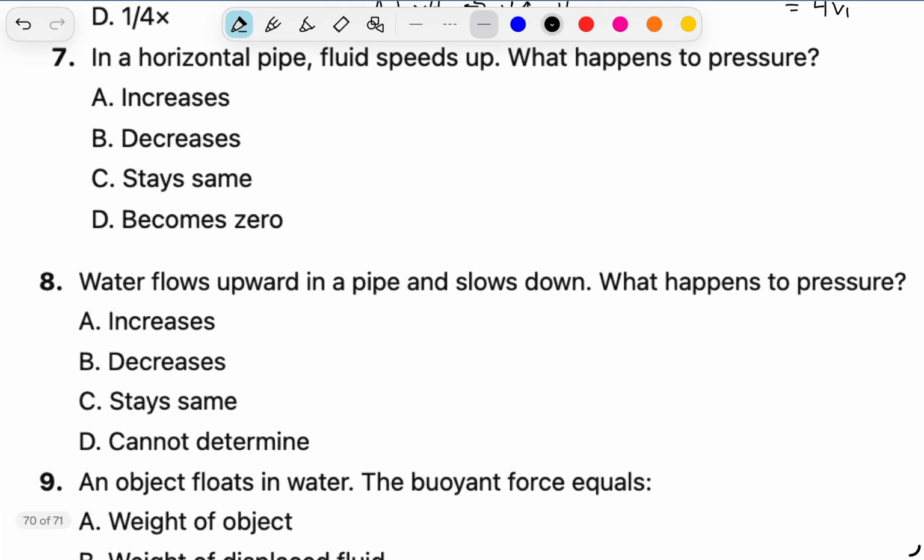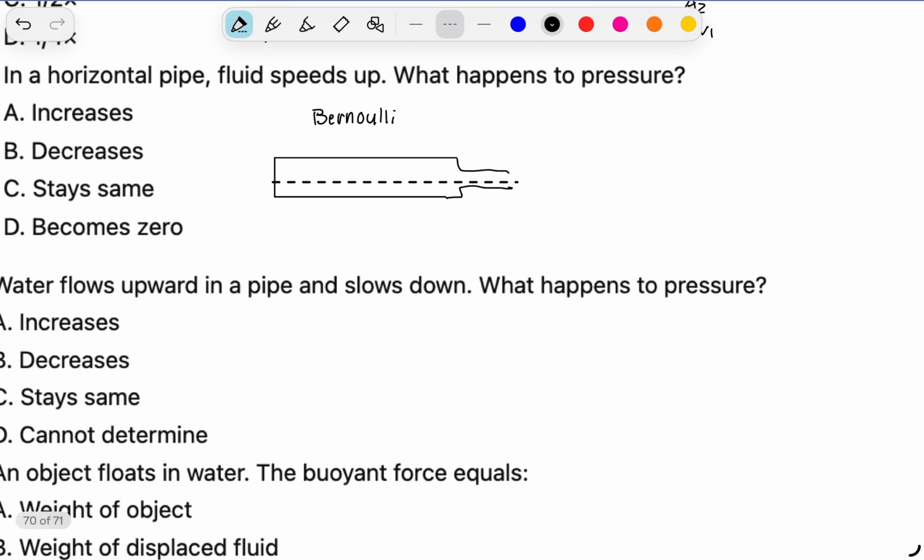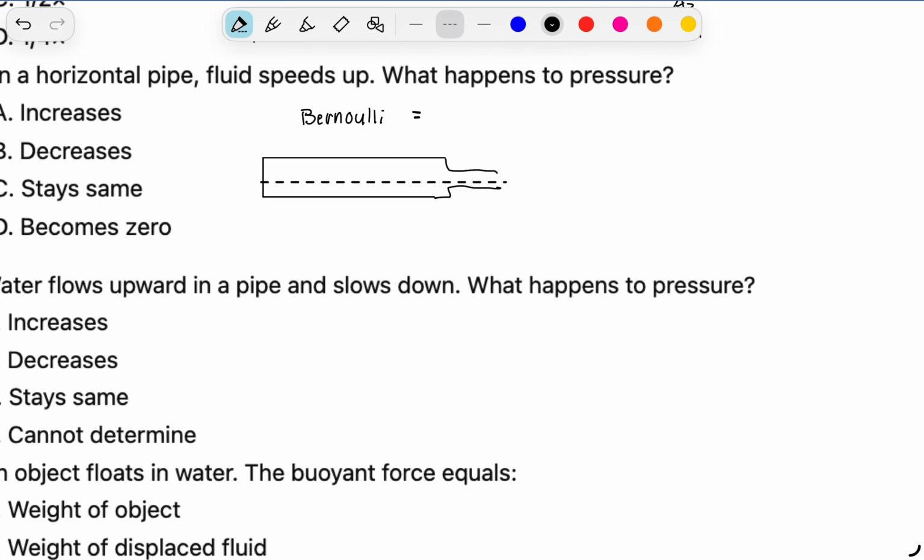Now, in a horizontal pipe, our fluid speeds up. What happens to the pressure? So we're going to use Bernoulli's equation, and we are going to have a horizontal pipe. So we can imagine that this is our pipe, right? And it is always going to stay at the same height, which is why we can call it a horizontal pipe. When we have Bernoulli's equation horizontal, we have that our pressure plus 1/2 rho v squared is going to be equal to something that is constant.